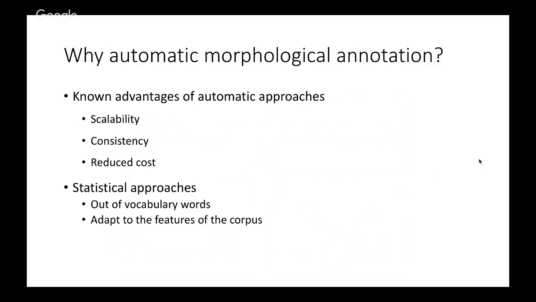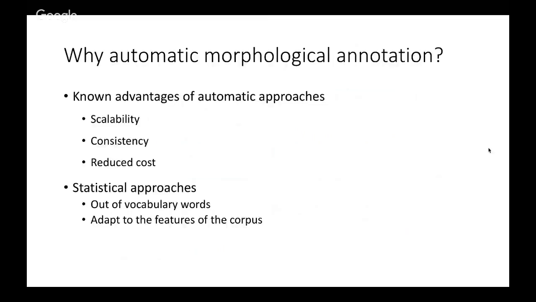The way automatic morphological annotation tools work is that they will rely on a corpus. So I will say a little bit more about that in a little while. But the idea is that we can adapt, to some extent, to the features of the corpus in question. So let me explain what I mean.